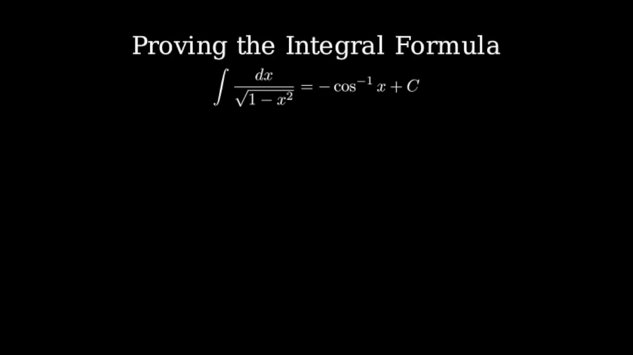First, let's recall something important. The derivative of arc cosine x is negative 1 over square root of 1 minus x squared. This relationship gives us a hint about our integral.